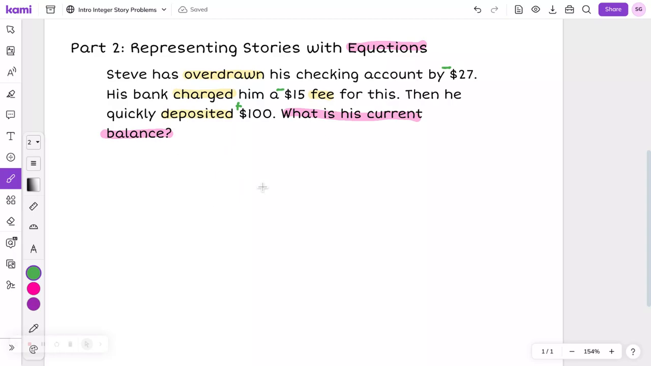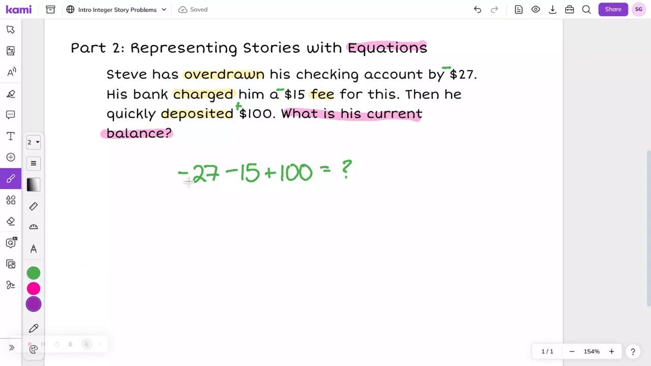My advice is doing what we just did here, finding those key words and using them to identify the sign, because once you have all those signs, you basically have the equation. Our equation would be negative 27 minus 15 plus 100. And to finish my equation, I'm trying to figure out what that equals. To answer the question, what is his current balance, all that's left for me to do is do all of this math here. Using what we learned in yesterday's lesson, we're just going to go from left to right.